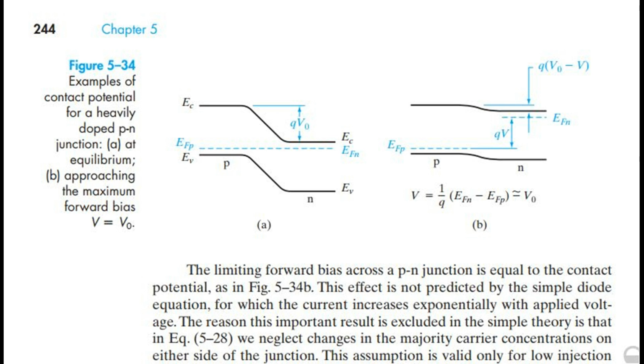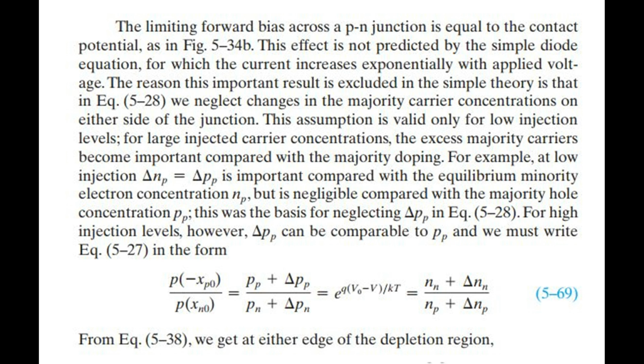The reason this important result is excluded in the simple theory is that in EQ 5.28, we neglect changes in the majority carrier concentrations on either side of the junction. This assumption is valid only for low injection levels. For large injected carrier concentrations, the excess majority carriers become important compared with the majority doping. For example, at low injection, the excess electron concentration equal to the excess hole concentration is important compared with the equilibrium minority electron concentration np, but is negligible compared with the majority hole concentration. This was the basis for neglecting the excess hole concentration in EQ 5.28.